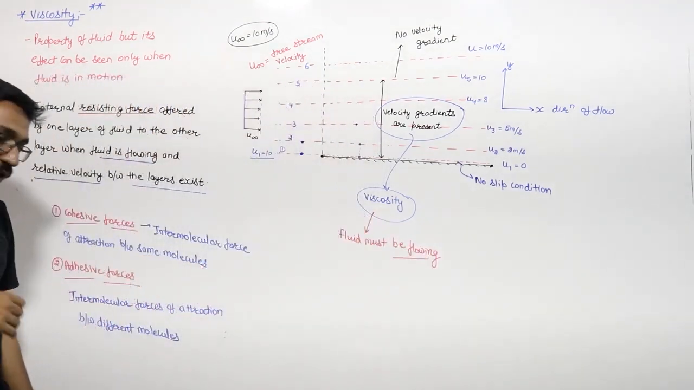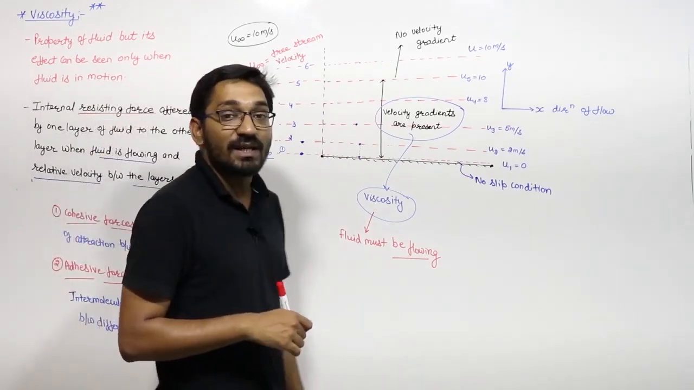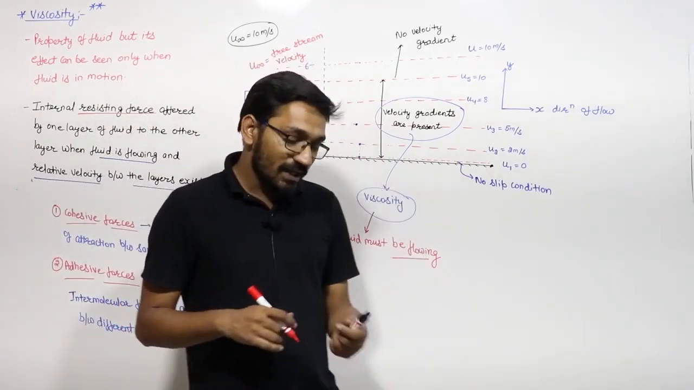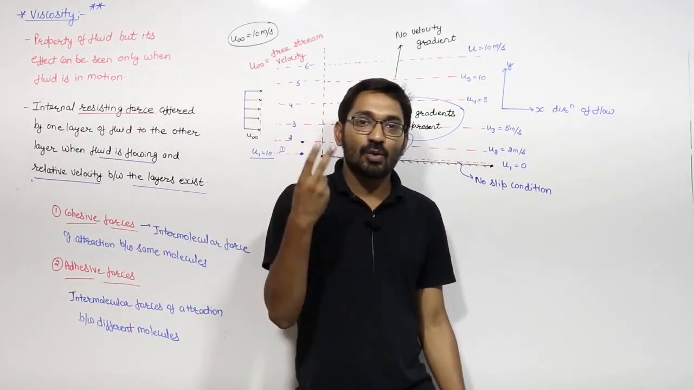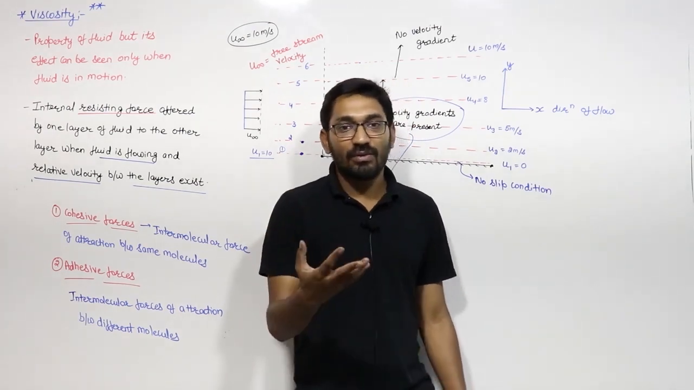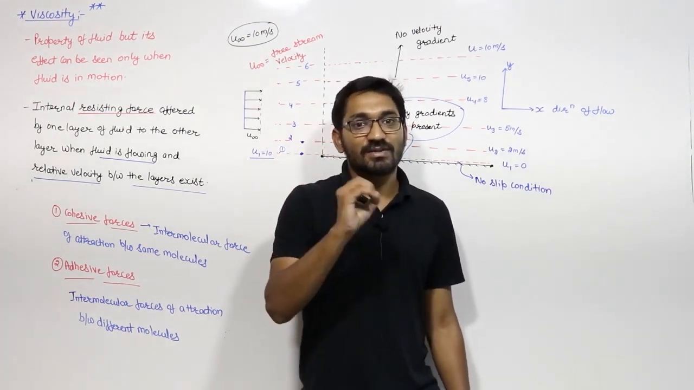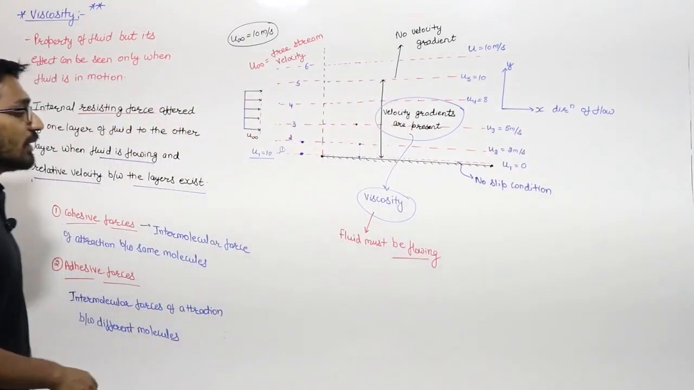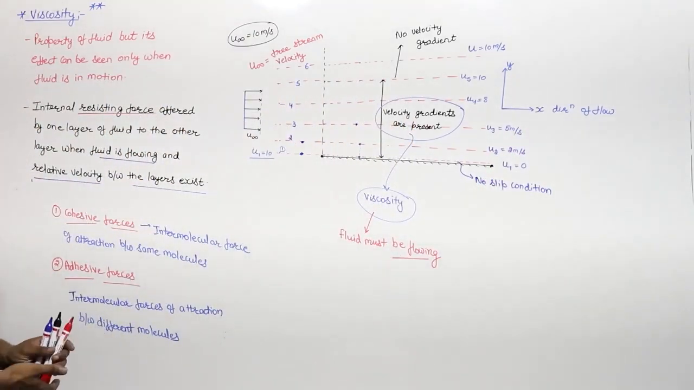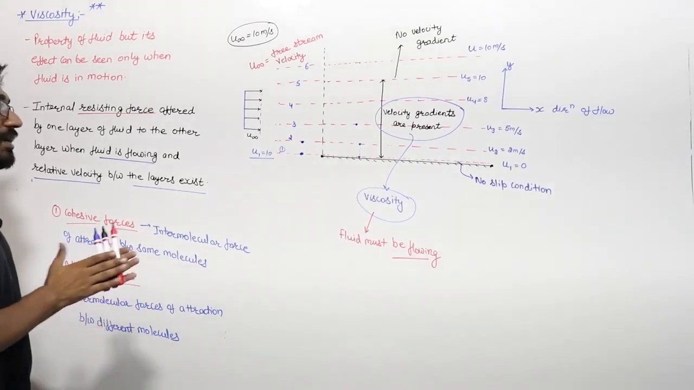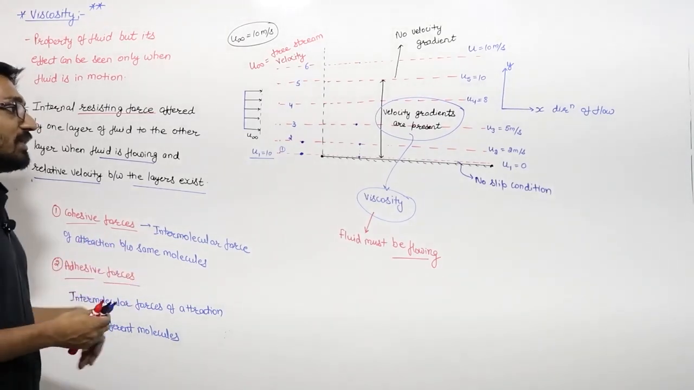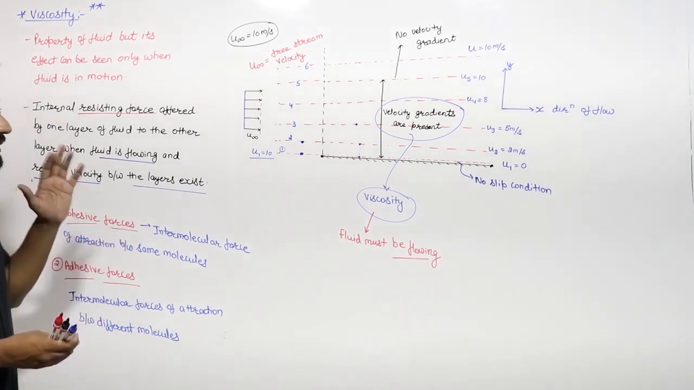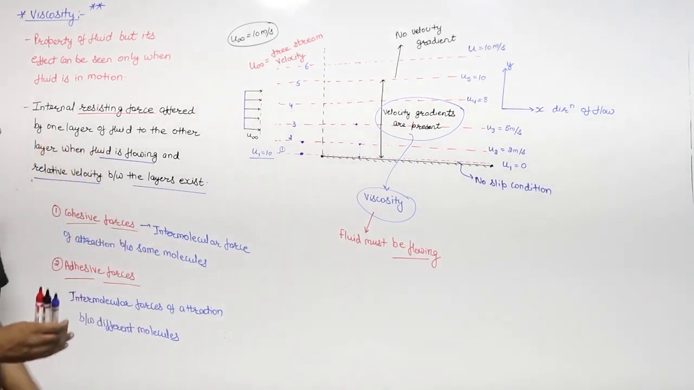And for flow, what is the prerequisite? Shear stress. If there is no shear stress, there is no flow. If there is no flow, there is no viscosity. So shear stress is most important to make a fluid flow. If the fluid is flowing, then some internal resisting force is developed because of these velocity gradients, and this property is known as viscosity.